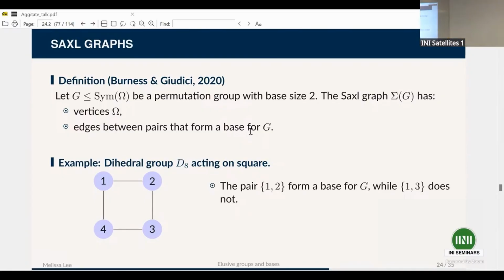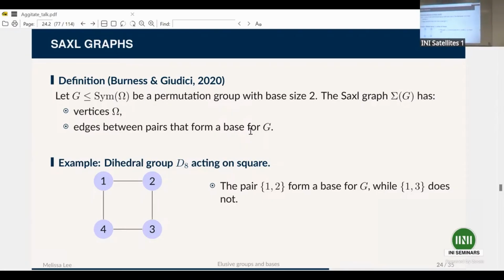Now, I showed you before when I was talking about bases to begin with, that 1 and 2 form a base for our group. So you have that these form a base. However, if you take diagonal points, say 1 and 3, that's not a base because if I fix those, I can still reflect along this line. So I don't want to join those in the Saxl graph.